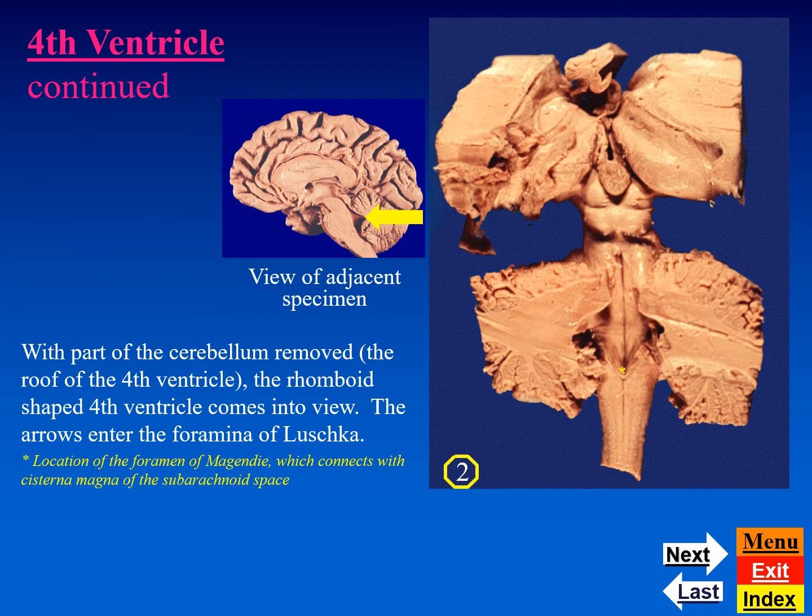In this posterior view of the brainstem with this part of the cerebellum removed, we can see the rhomboid-shaped fourth ventricle. The fourth ventricle communicates with the subarachnoid space by way of three openings or foramina: the midline foramen of Magendie indicated here, and also two lateral ones, the foramina of Luschka, which are shown as they project laterally.